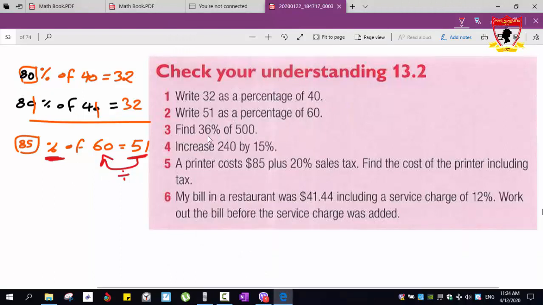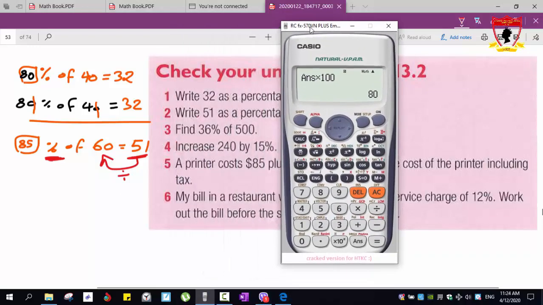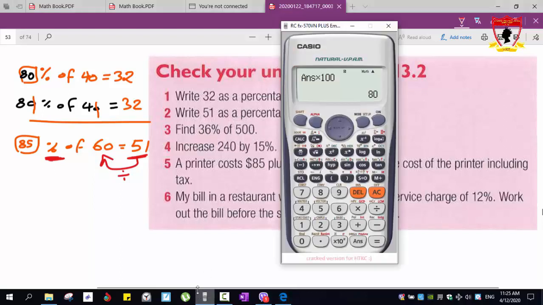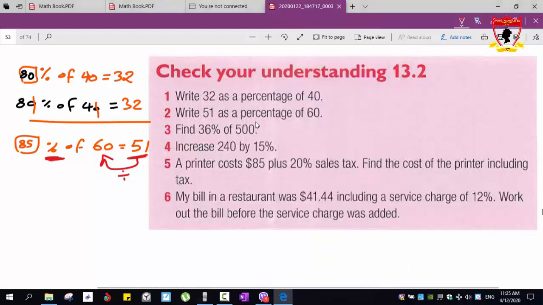Question 3, find 36% of 500. To do this, if you are doing this without a calculator, cancel 2 zeros, then multiply these two numbers, it gives you the answer. If you are doing this with a calculator, normally multiply the numbers. 36 times 500. This is the result. Then this result should be divided by 100. That gives 180. Question 3, 36% of 500 is 180.